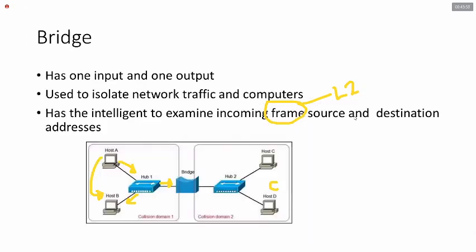Excuse me, madam. Yes. After the bridge gives it to hub 2, does it give to both C and D? Yes. Hub will now, when the bridge sends a message, right?